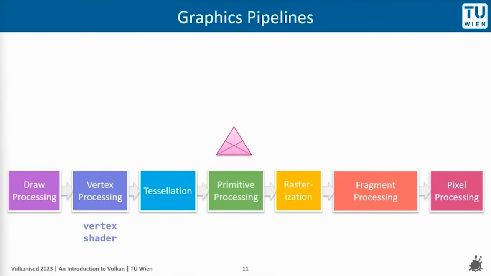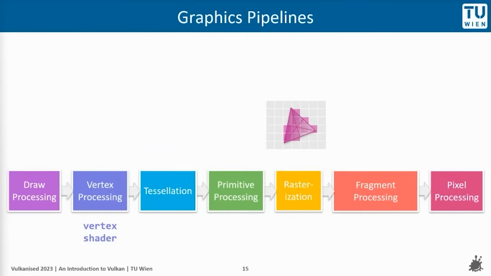The next step is the primitive processing step. In that step, we can do work like duplicating the geometry through a geometry shader, for example. Again, the geometry shader is optional, but we can duplicate the geometry, like for example, sending it to multiple views at the same time. We're not using that in the tutorial either, but for completeness' sake.